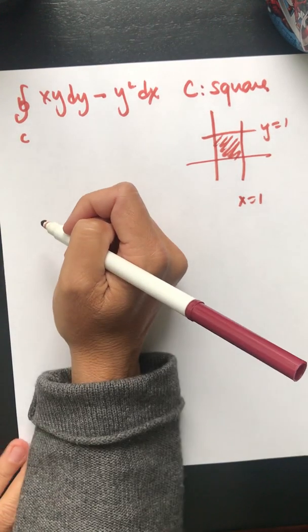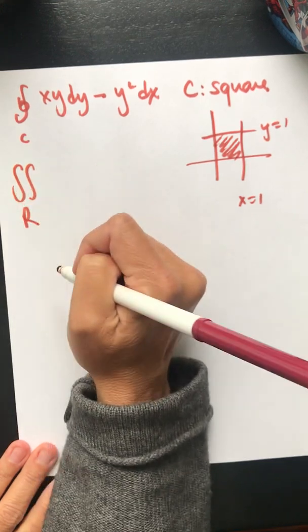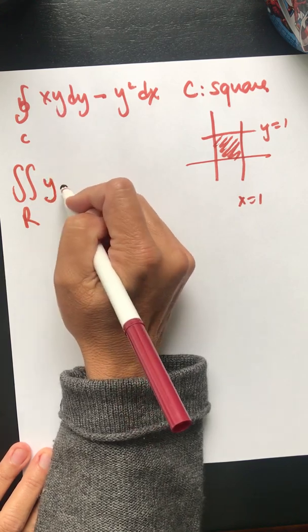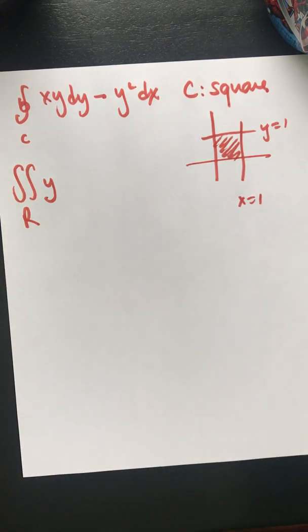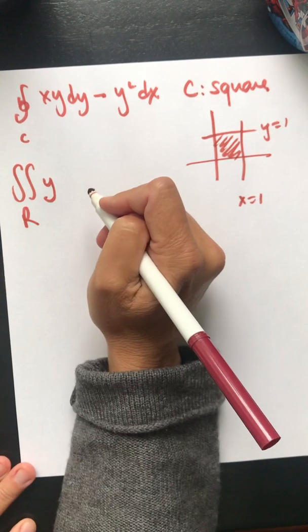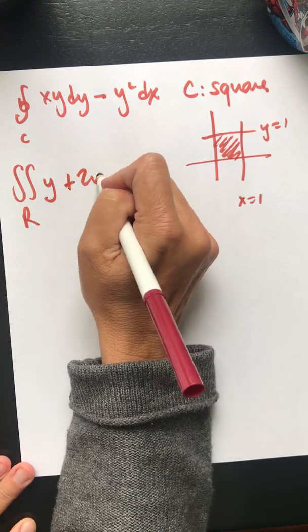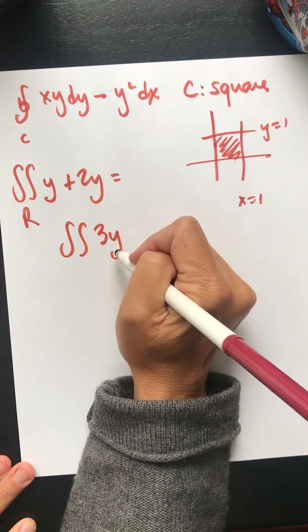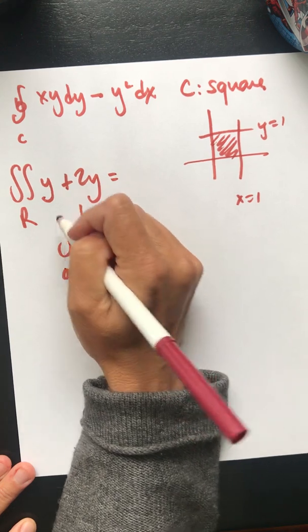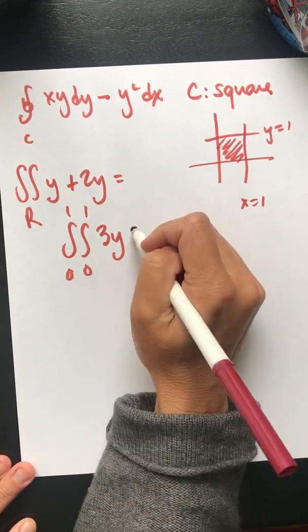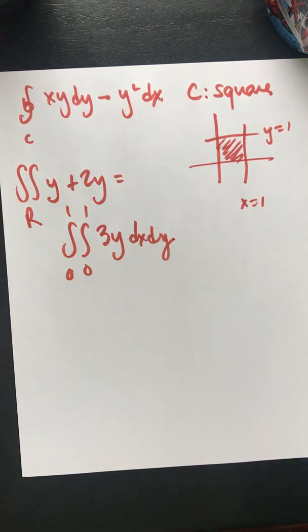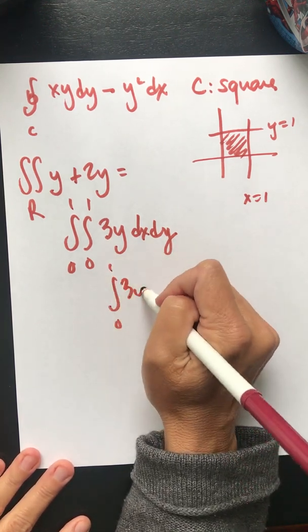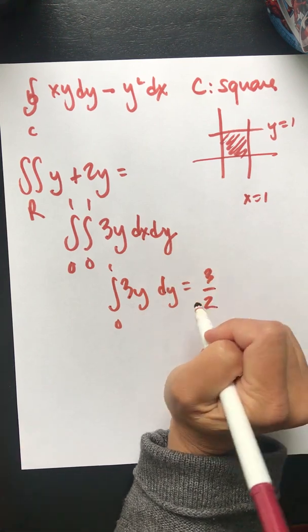So I could turn this into Green's theorem, which turns into the double integral over the region of the partial of m with respect to x plus the partial of n with respect to y, which is the double integral of 3y. Let's go from 0 to 1, 0 to 1, nothing easier than a square region. Either letter we want, dx, dy, which turns into 3y dy, which is 3 over 2.